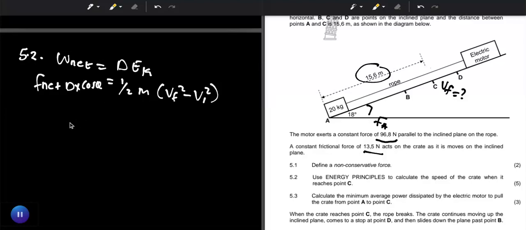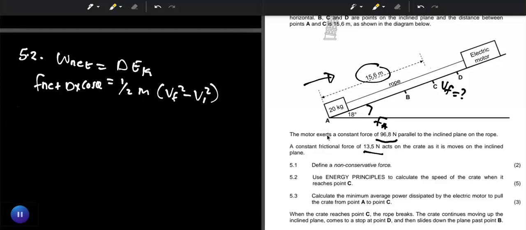All right, so now let's get to our F net. I'll start with my F net. I'm using the work energy theorem just to make things easy for me. There's also another way I'm going to show. So we're going to work out our F net. As this thing moves up the incline, we have these: the motor actually exerts a force by pulling this thing up.